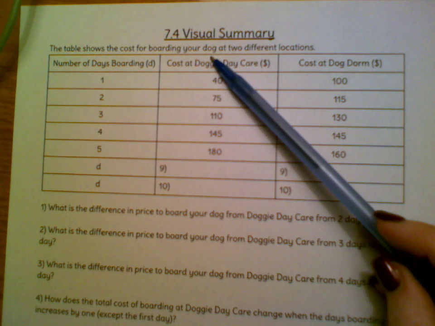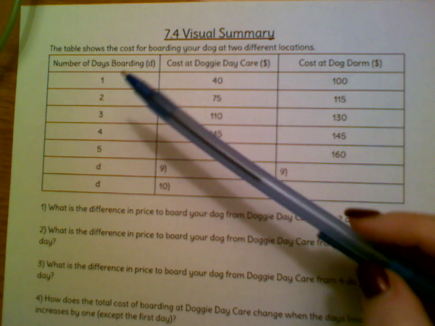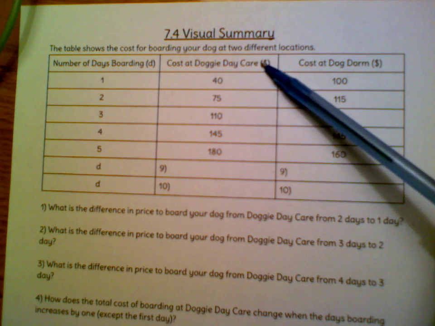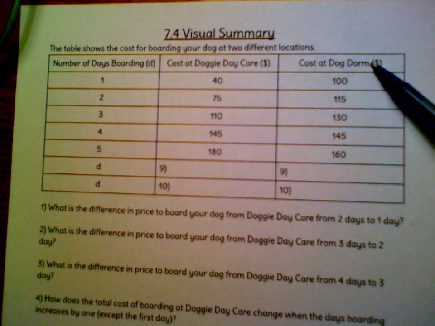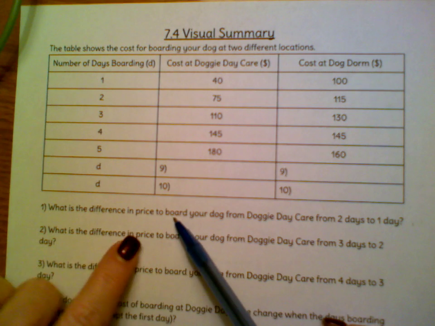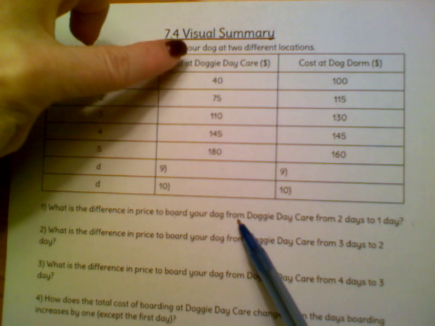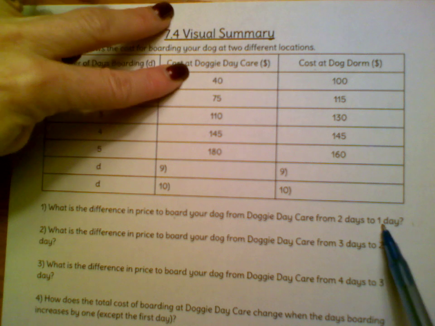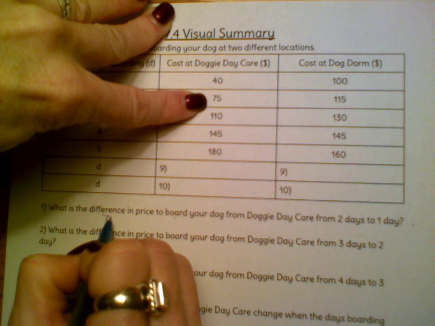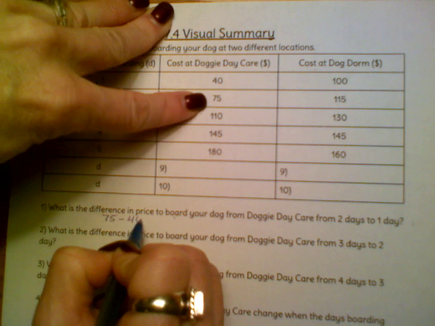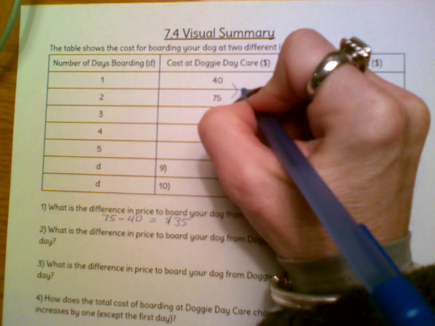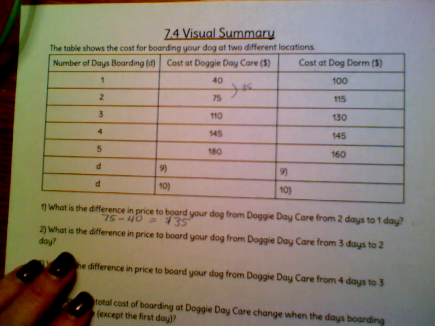The table shows the cost for boarding your dog at two different locations. So I have the number of days that we're boarding. Here's the cost at doggy daycare. Here's the cost at dog dorm. It's asking, what is the difference in price to board your dog at doggy daycare from 2 days to 1 day? Well, 2 days is 75, and we said difference, and 1 day is 40. So it looks like this went up $35.